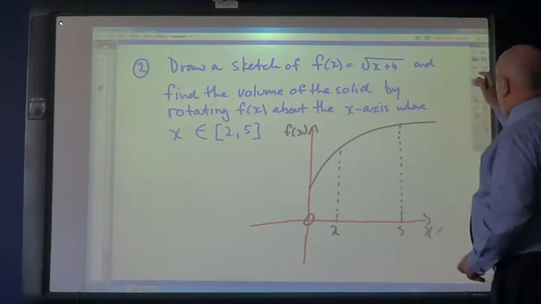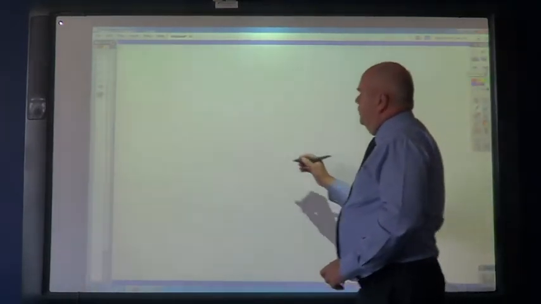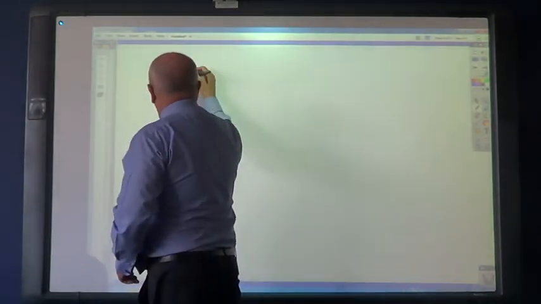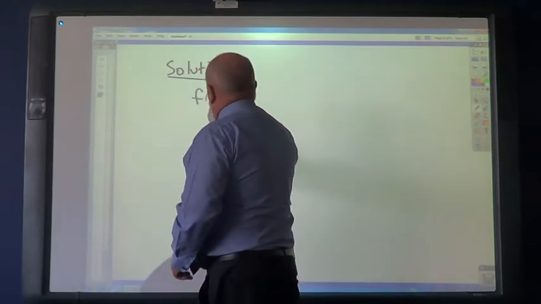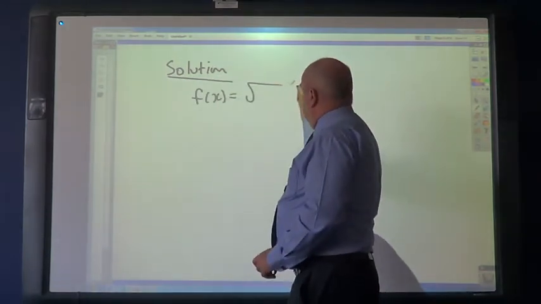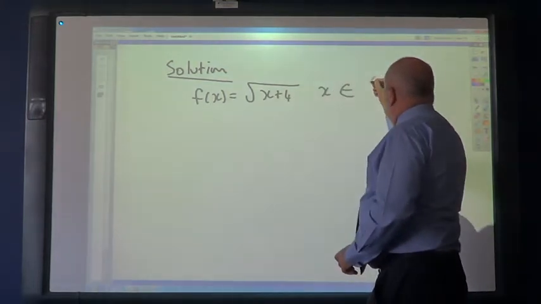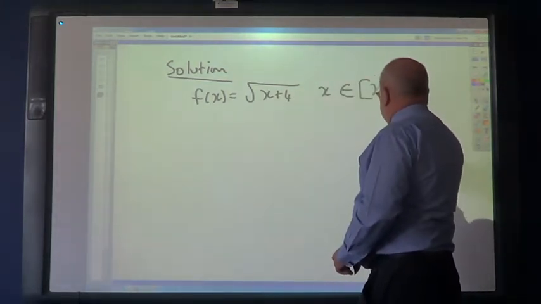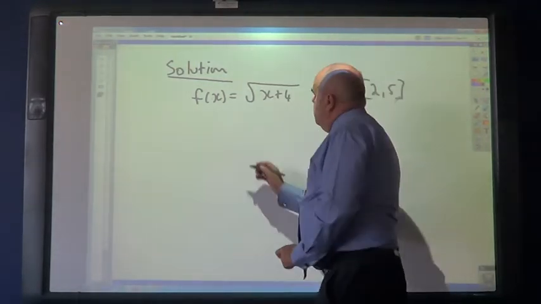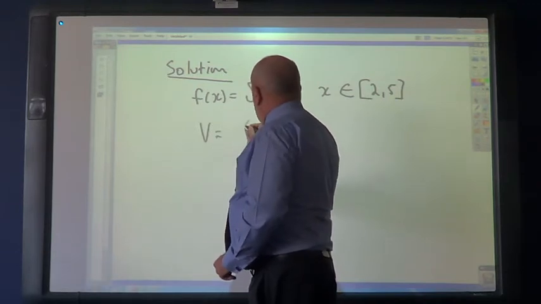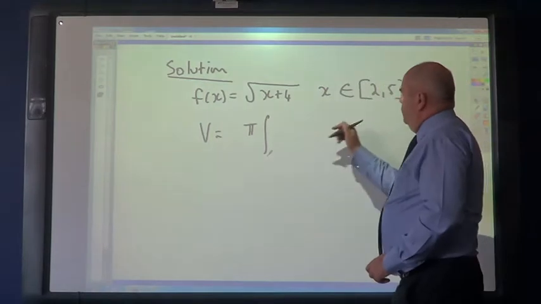X is between 2 and 5, and we're talking about the square root of x plus 4. Alright, solution. Let's just note down the vital facts. Firstly, our function is that, and we are interested in the interval where x is between 2 and 5. Let's set up our integral. It's going to be volume equals pi. Our bounds are 5 and 2.